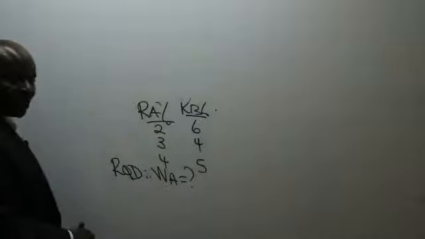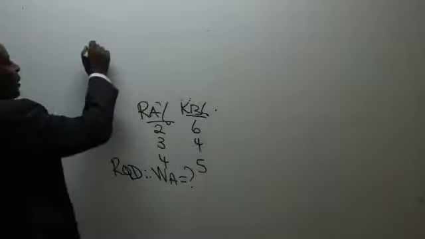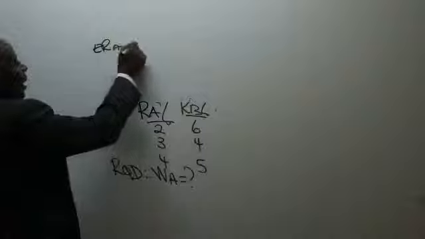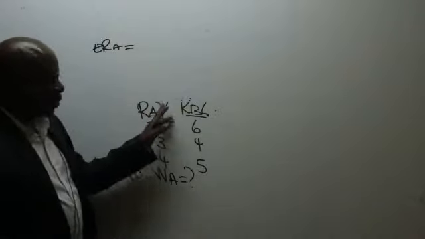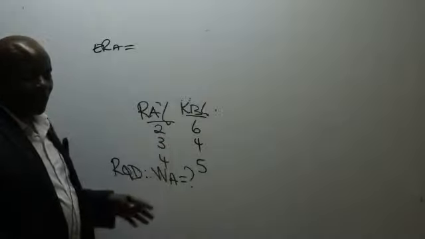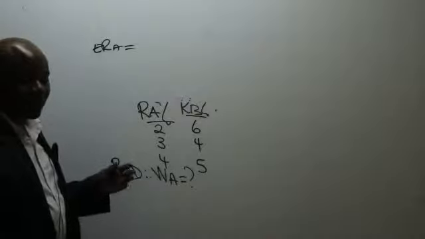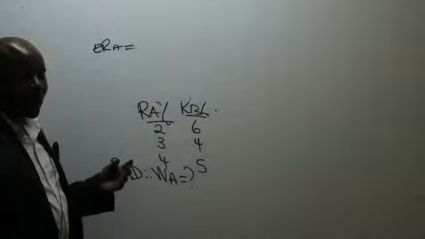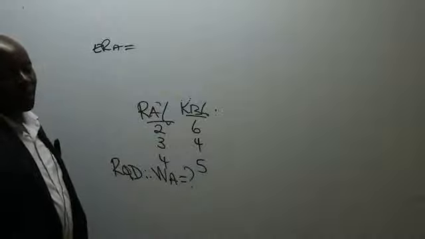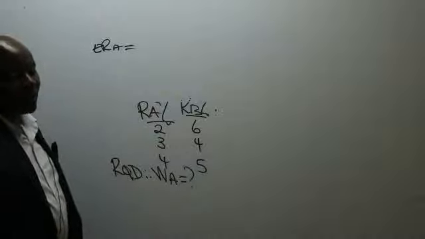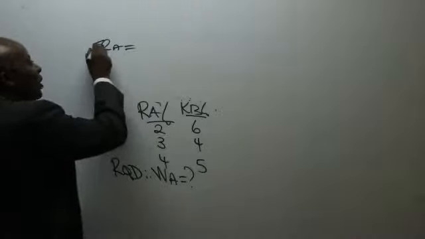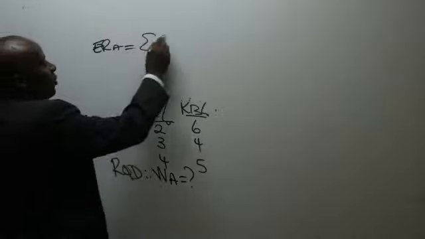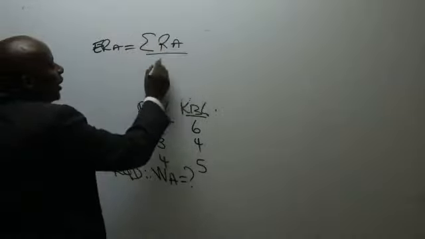So in this case, if it is the expected return of A, I'll just get the normal X bar. We just get the mean: take the total divided by N. So the expected return of A, which is the average, is the summation of the returns of A, divided by N.